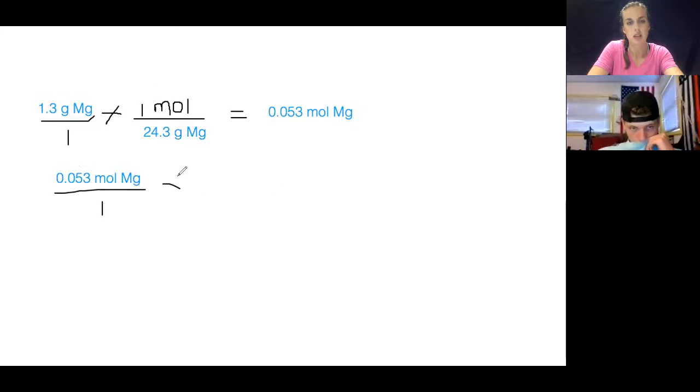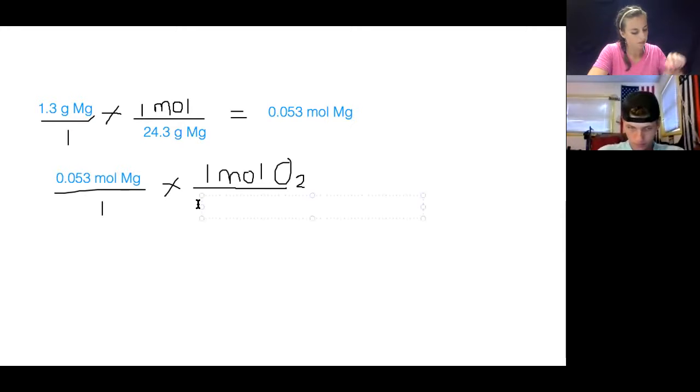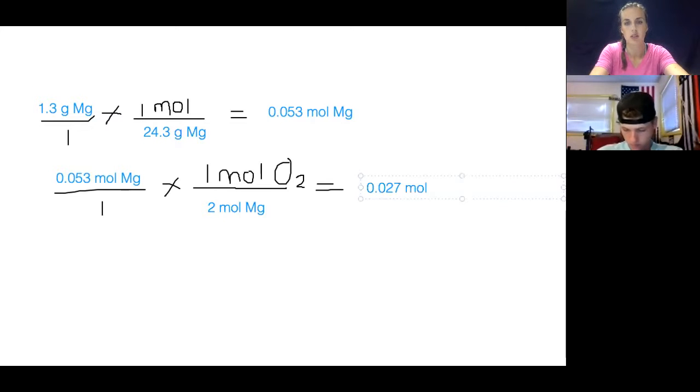Use the chemical equation. I want moles of oxygen on top, because that's what I'm going for, and there's just 1 mole in the equation. And I want moles of magnesium on the bottom, and there's 2 moles of magnesium in the equation. So it's going to be in your calculator 0.053 divided by 2, and you'll get 0.0277 moles of O2.